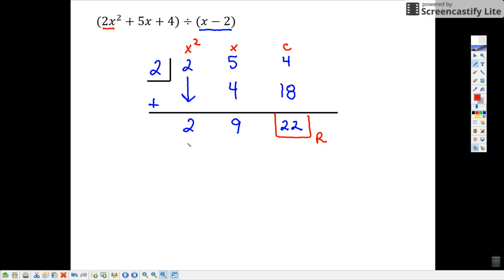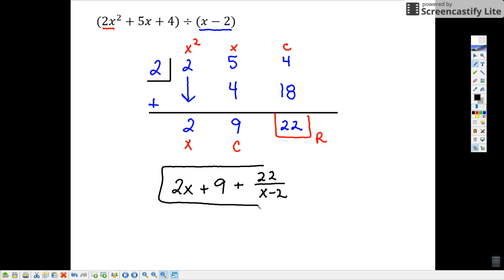And then the way this works is your placeholders go down by 1 exponent. So since it was an x squared and we were dividing by an x, this first number will be our x term. The second number, therefore, would be our constant. So we just need to write our answer as 2x, and then I add the 9, and then I add the remainder divided by our divisor once again. And there would be our final answer.